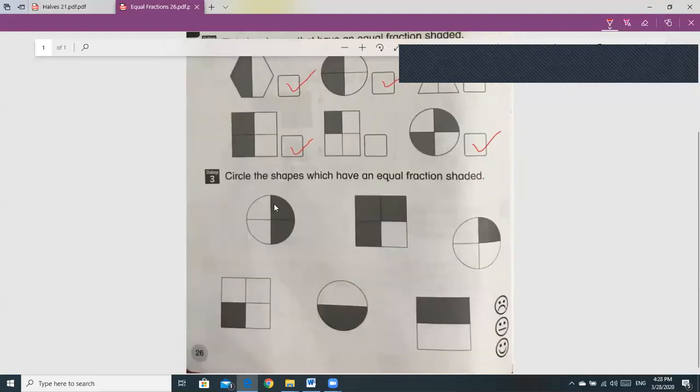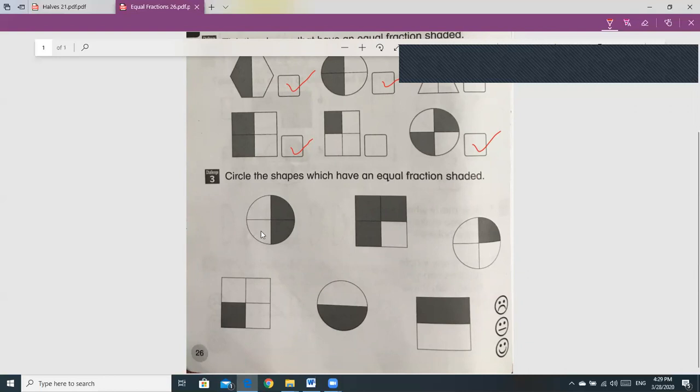Let's make this one. Circle the shape which has an equal fraction shaded. It means what I take equals what I leave. What I colored equals what I leave. Make pause, go and make it, and then come and check your answer. Okay? Please make pause for the video. When I say to you make pause, you have to make pause. Come on. Hello again. Let's make it together.